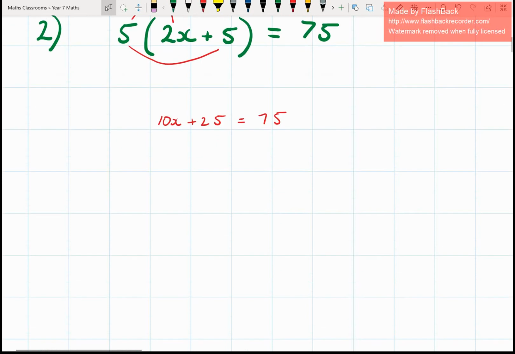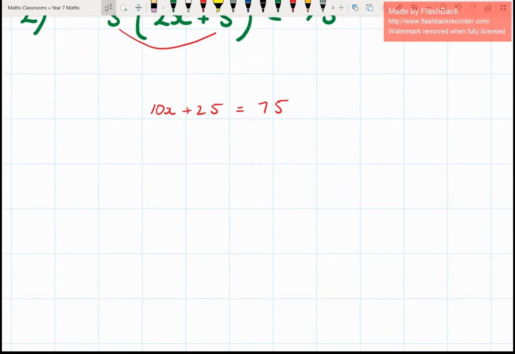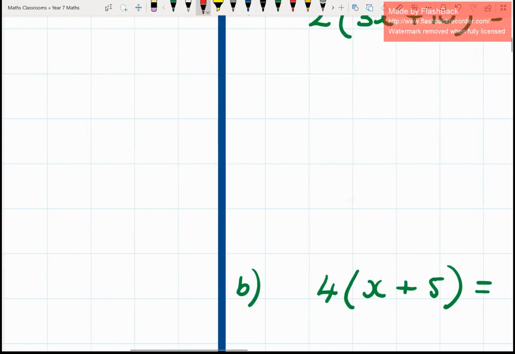Now you've got a question that looks very similar to the original question we had up here. So remember, I'm going to use inverse operations to answer these questions. I've got plus 25, so I'm going to subtract 25 from both sides. If I do that, I'll have 10x on this side, and I'll have 50 on this side. And then I've got 10 times x. So what's the opposite of times? It's divide. So I'm going to divide both sides by 10. x equals 5.